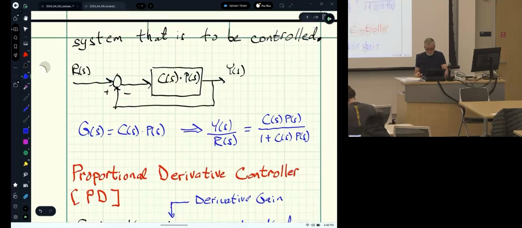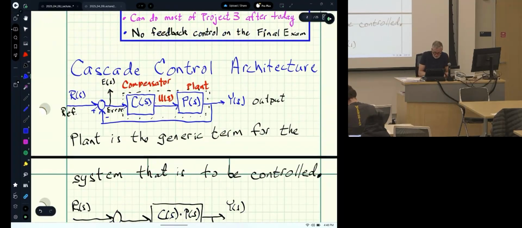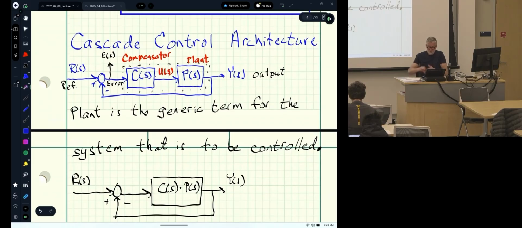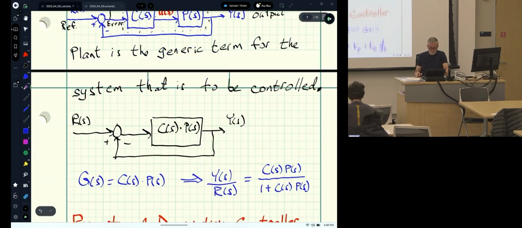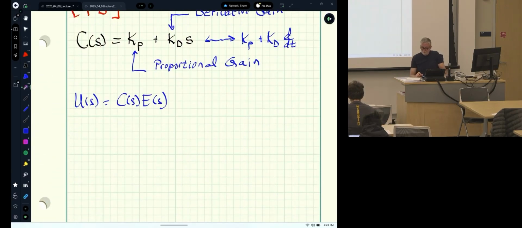Okay, let's see if we believe that. Here's the error. It goes into the compensator, and that produces the torque, the commanded torque to the motors. And so we want to know how to tune the gains in this to make the plant have desirable behavior. And we don't know what that possibly could be yet, but we'll get there.